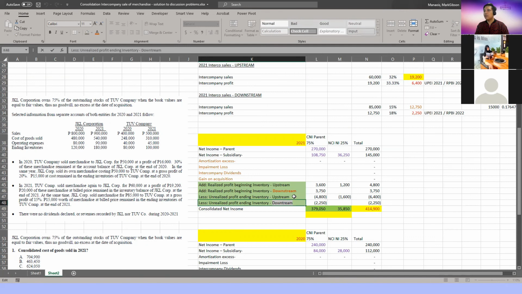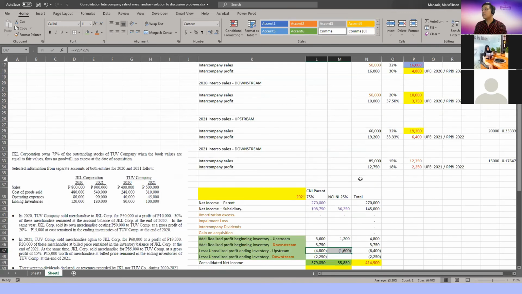Kasi magkakaroon ka ng difficulty in solving the puzzle. Puzzle na lang tawag ko kasi kinukuha lang natin from one calculation, then we're dropping it, we're flagging it here in our template. Okay, so meron tayong ngayon unrealized profit ending inventory. Again, this is upstream, no? Punta natin yung 2021 upstream, so that's 6,400. 6,400 multiplied by 75% or 4,800 for the parent and then 1,600 naman for the non-controlling interest.